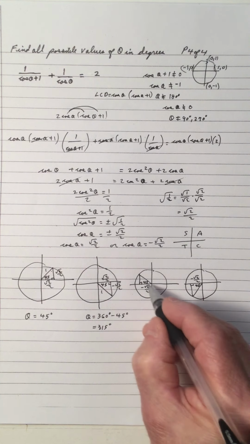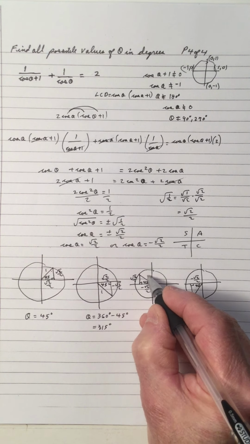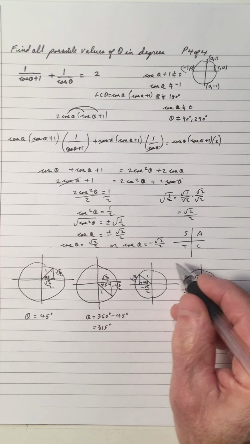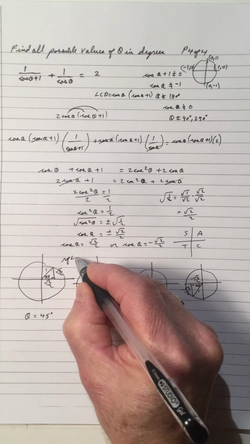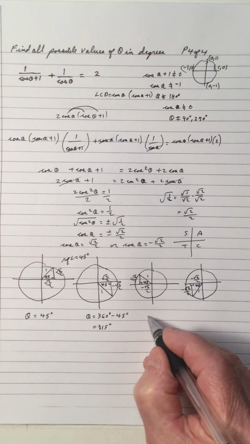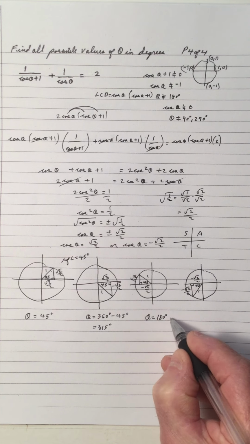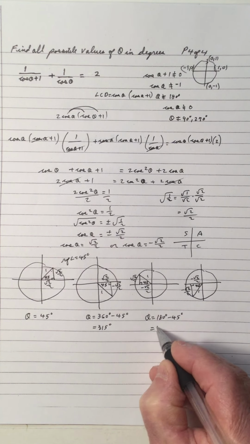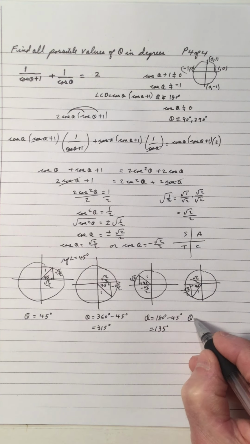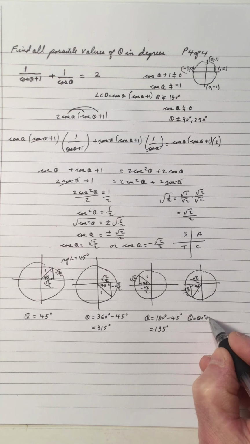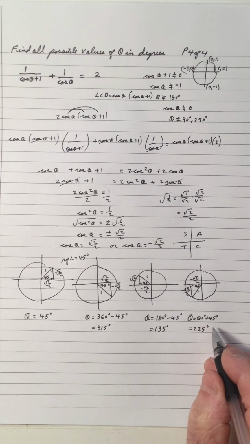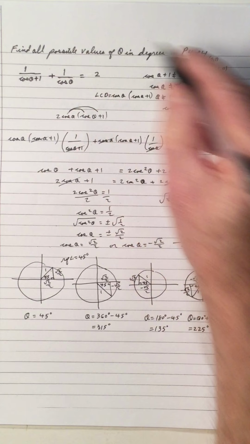Cos is x. So that means sine is root 2 over 2, hypotenuse 1. And sine is negative root 2 over 2, hypotenuse of 1. But the reference angle for both of these is 45. 45 here too. But in the second quadrant, theta is 180 minus the reference, which is 135. And in the third quadrant, theta is 180 plus the reference, which is 225. Okay, so now we want all possible answers.